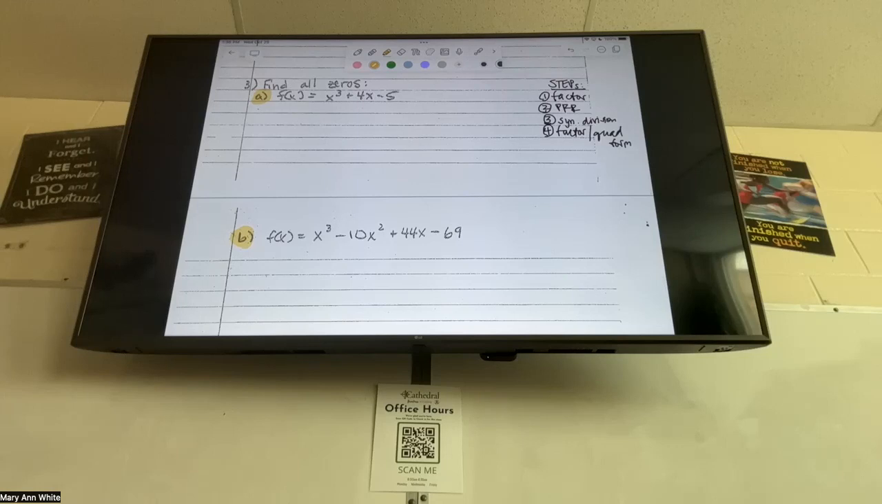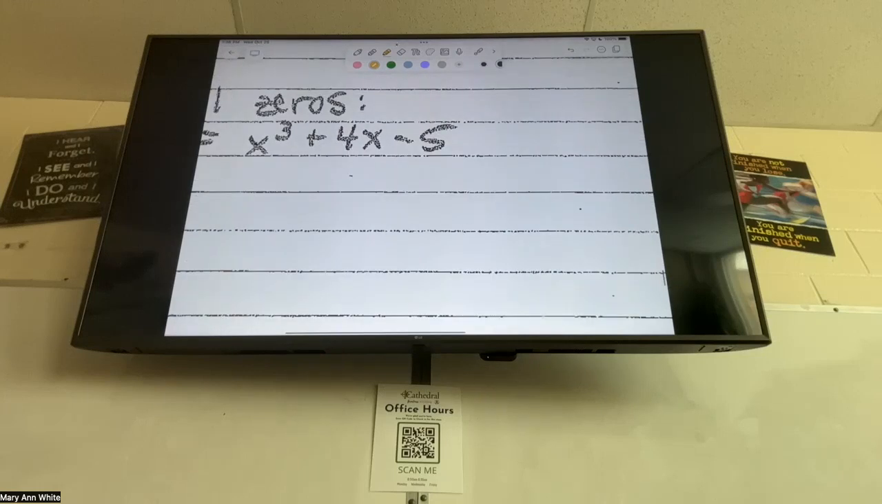Okay, so let's do it. First thing I do is look to see if I can factor it. I've got x to the third plus 4x minus 5. Can't factor that. I want to just show you really quick. That's an x to the third. Sometimes we get so caught up and we're like, oh, it's x squared, I can factor it, or I can use the quadratic formula. No, it's a cube. It's not a square, and you can't do any of those things.